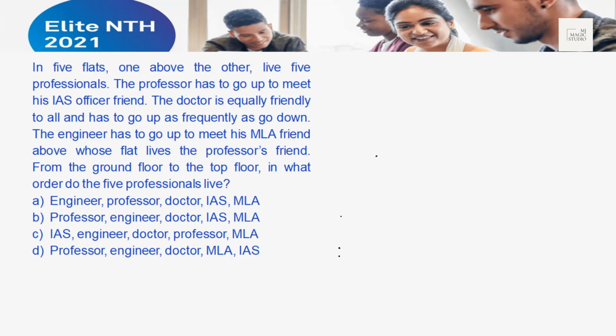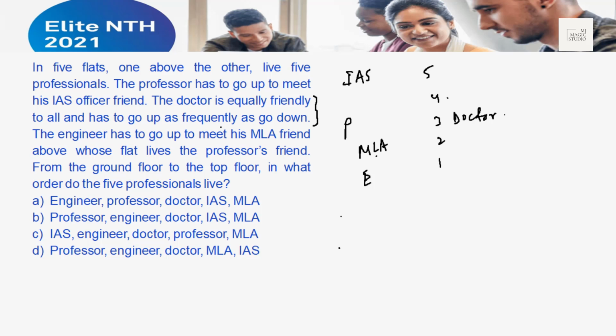In 5 flats, one above the other, live 5 professionals. The professor has to go up to meet his IAS officer friend. Professor should be living below the IAS officer. The doctor is equally friendly to all and has to go up as frequently as to go down. It suggests that if I say first, second, third, fourth, fifth, doctor is on the 3rd floor. The engineer has to go up to meet his MLA friend. So MLA is above engineer.